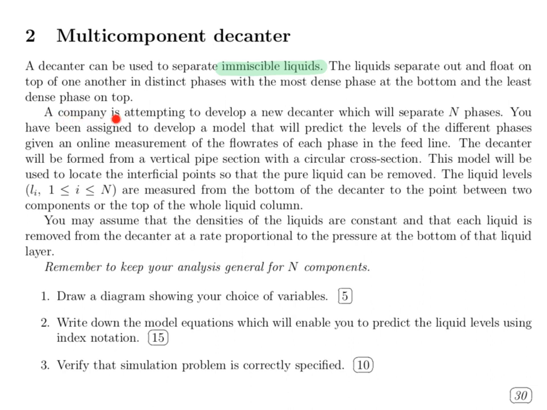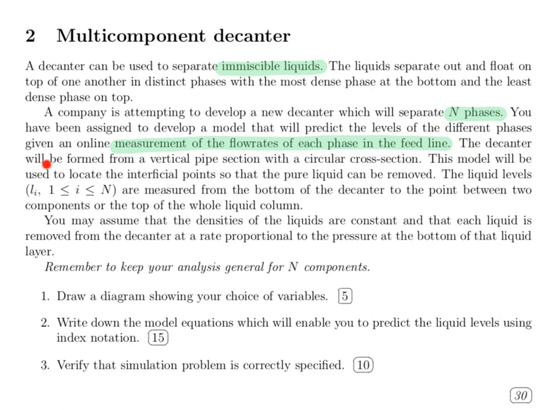Right. A company is attempting to develop a new decanter that will separate n phases. Okay, so there's a certain number of these phases that are going to be separated. You have been assigned to develop a model that will predict the levels of the different phases given an online measurement of the flow rates of each phase in the feed line. So we're going to be measuring the flow rates in each phase of the feed line.